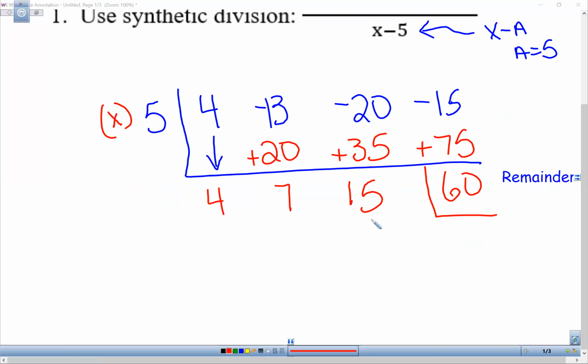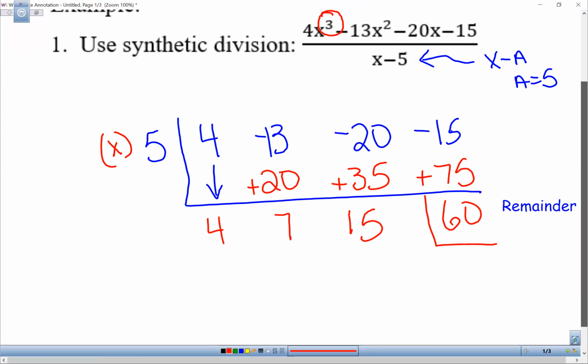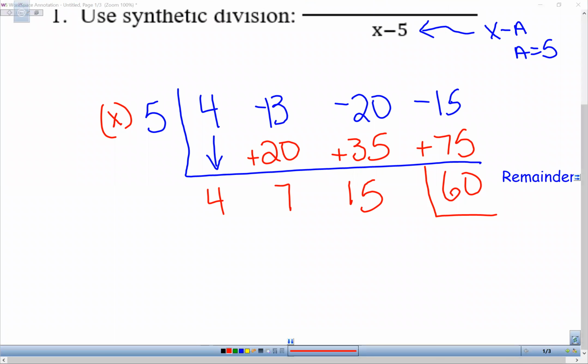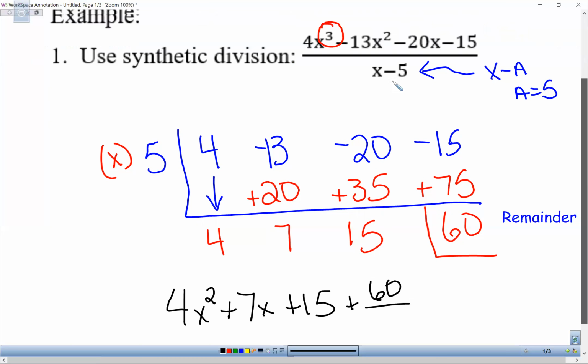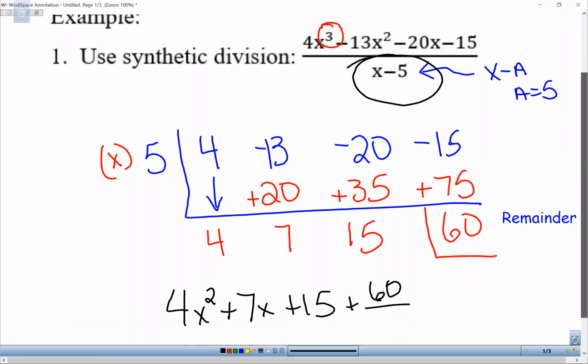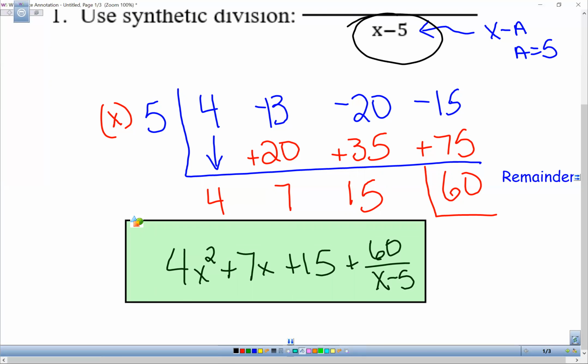So we need to put the variables back in. So let's go back up here to the top. You can see we started with an x to the third. Your new expression is going to be one exponent less. So this is going to be 4x to the second power, or 4x squared, plus 7x plus 15. And the remainder we're going to write as a fraction, just like we started with. So it's 60 divided by the same amount we were dividing by in our original expression, x minus 5. So here's our result after we divide our polynomials.